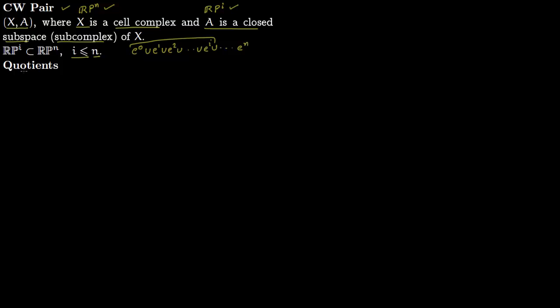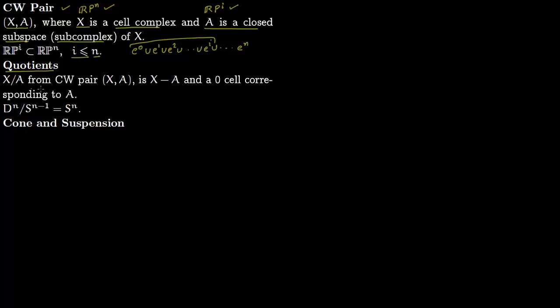Now once you have a CW pair, you can form a quotient like X over A from this pair (X, A). So what is this quotient? You just get rid of all this A, keep X minus A, and instead of A you put a 0 cell corresponding to this subcomplex A. The way to see this is via an example. So D^n, and the boundary of D^n is S^(n-1). So this is nothing but the boundary of D^n. So this will be S^n.